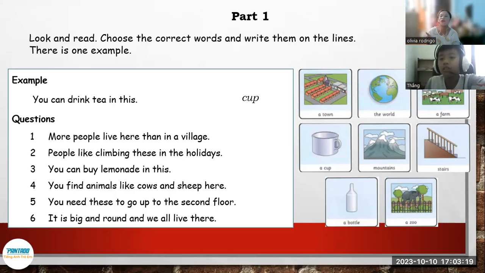Okay, very good. So for today, let us have the reading activity. Are you ready? Last time we had listening, and now let us have the reading. You look and read, choose the correct words and write them on the line. You have here the choices of the things that you are going to write here. Okay, let's go. You tell me if you're done.